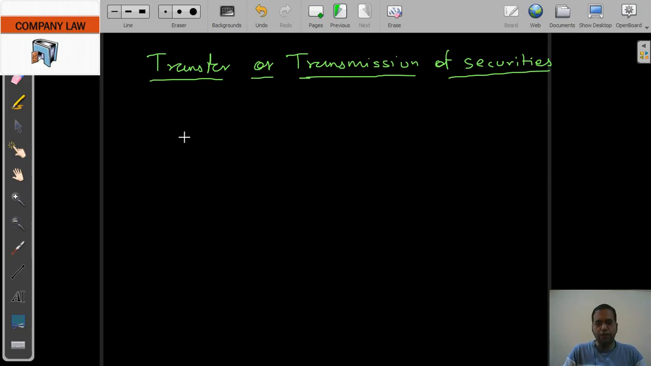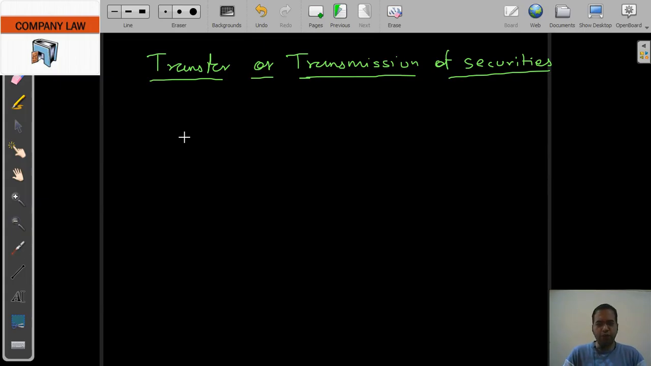Here we are going to talk about two different aspects: transfer or transmission of securities. One more very little term we will talk about, that is transposition of shares. First let's concentrate on transfer and transmission of securities. One of the very important features of the company form of business is its transferability. So company shares are freely transferable, as we have studied.